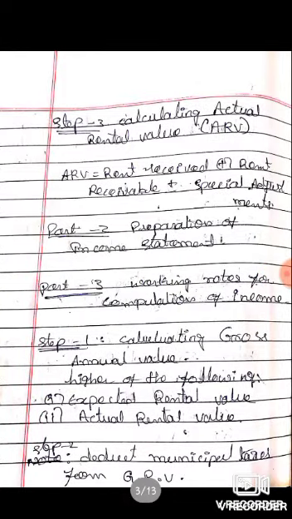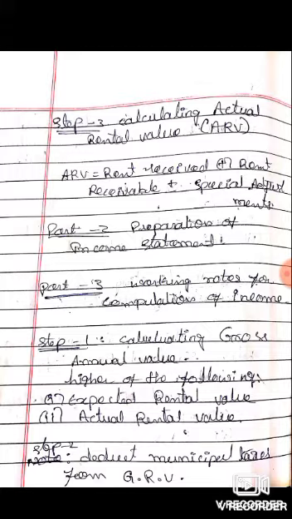Step 3 in the first part is calculating actual rental value. Actual rental value means the rent which is received by the owner: rent received plus rent receivable, plus or minus special adjustments. Special adjustments can be facilities provided by the owner, so those have to be added. If some facilities are paid by the tenant, those have to be deducted.